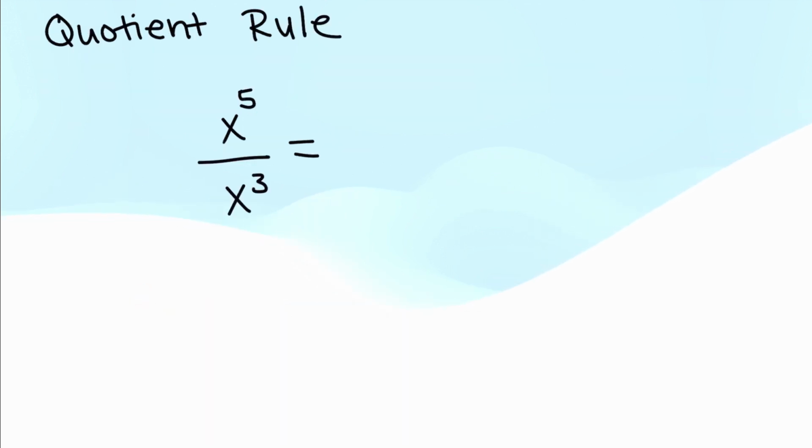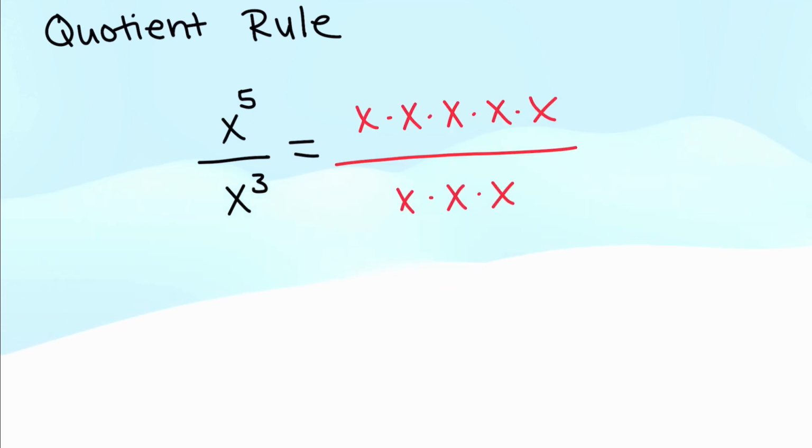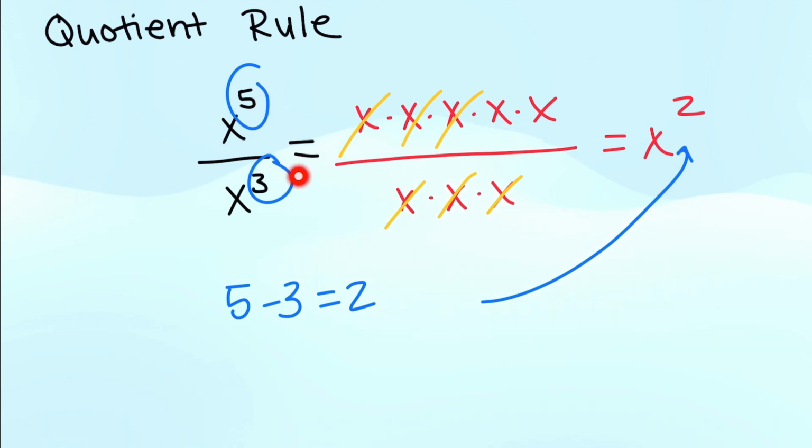Finally, I've got one last example to show you, our quotient rule. So for dividing, let's say we have x to the 5th divided by x to the 3rd. So 5 x's in the numerator being divided by the product of 3 x's. Well, we can treat this like a fraction and we can reduce. We've got a common factor of x 3 different times. We can cancel those common factors out and we're just left with 2 x's, or x squared. Another way, or a faster way of getting this answer, is we can take the exponents and subtract them. 5 minus 3 is 2.